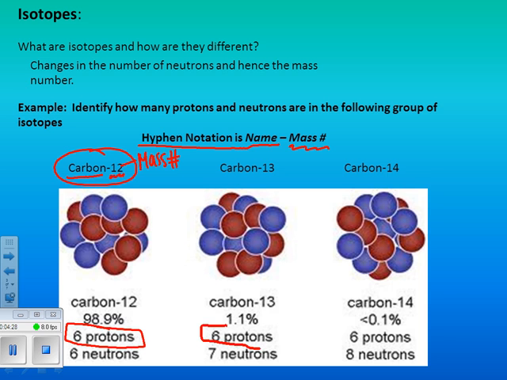Doesn't matter which isotope we have, you just need to remember you can always identify an element from its protons, okay? The protons of the element do not change. If the protons change, that means you have a completely new element, all right?